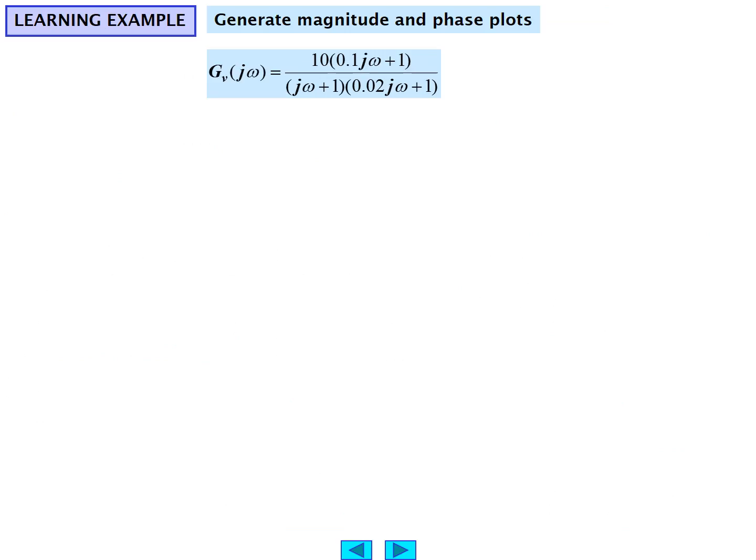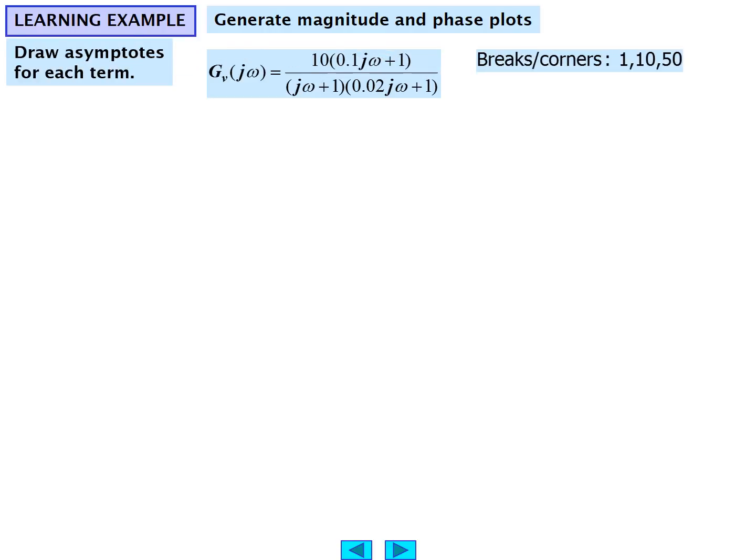Let's generate the magnitude and phase plot for a voltage gain transfer function, GV of j omega. That's equal to 10 times quantity 0.1 j omega plus 1 over quantity j omega plus 1 and quantity 0.02 j omega plus 1. We seem to have 1 zero in the numerator and 2 poles in the denominator with a constant term. We want to draw the asymptotes for each term and then bring it together.